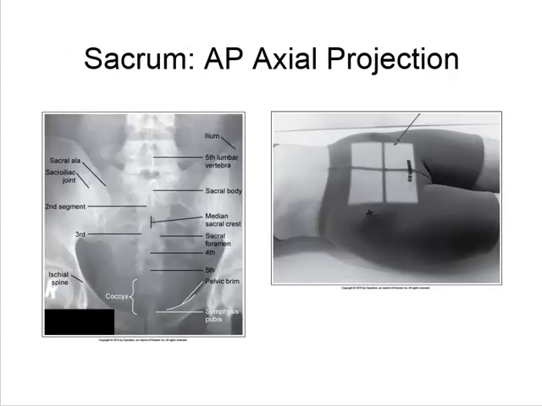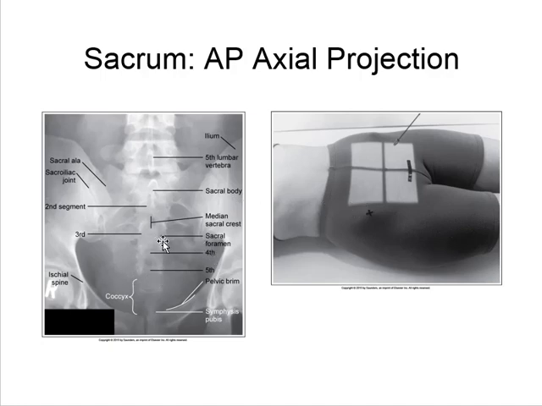So for the sacrum and coccyx, the positioning is the same. You put the central ray halfway in between the ASIS and the symphysis pubis. You could go 2 inches below the ASIS, or you could go 2 inches above the symphysis pubis. I really recommend you don't palpate the symphysis pubis, but it's roughly a 4-inch difference between the two, so you would go halfway in between.